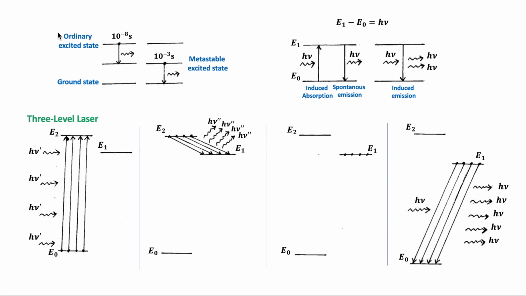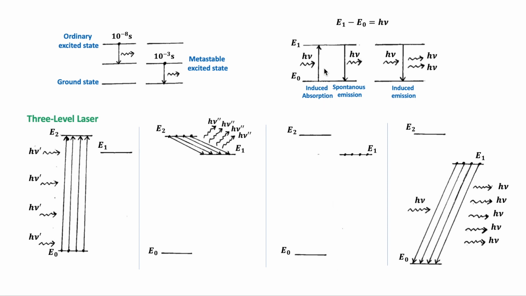And this is an ordinary excited state. As you can see, this state decays faster to the lower level than the metastable state, which takes longer to decay to the ground state. So let's suppose we have two energy levels, E0 and E1. Then the transition between these two levels in an atom that involves electromagnetic radiation can be of three kinds.